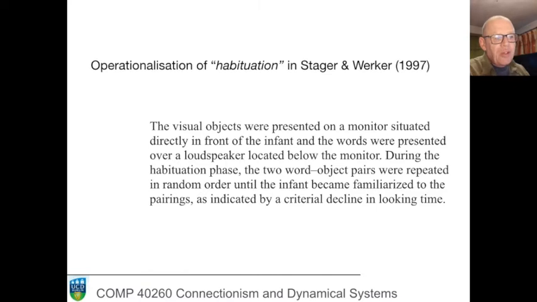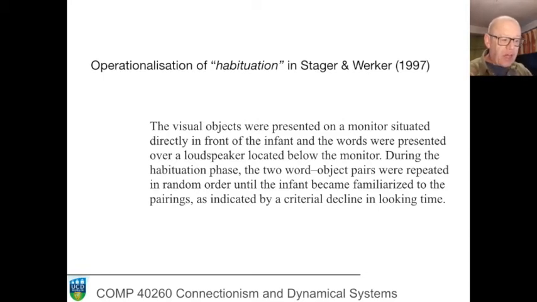So habituation in the original developmental work looks like this. The visual objects are shown on a monitor, so an image, and the word is presented over a loudspeaker below the monitor. The word-object pairs are repeated in random order until the infant is familiarized with the pairings, and they do this in pairs of association, so 2 images and 2 sounds. At some stage, the infant gets bored and stops looking at the damn thing, as you might understand. And this is taken as a sign that the infant is now habituated.